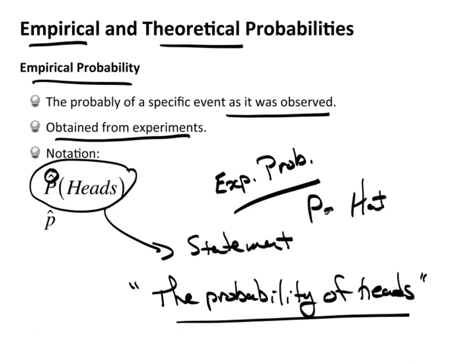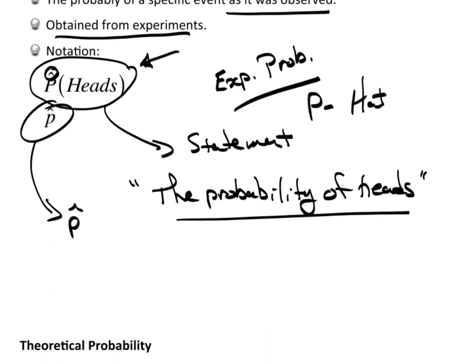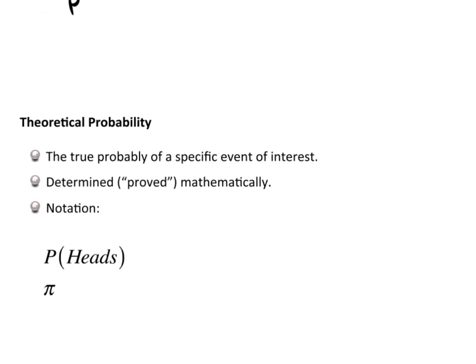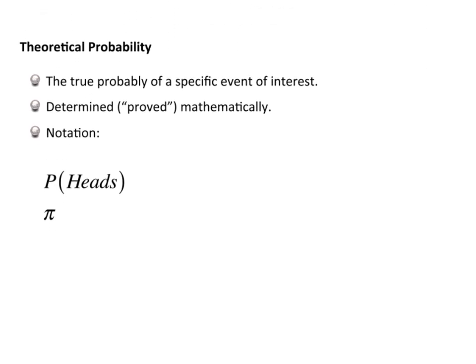If it's theoretical, and I'll show you in just a moment, that little hat would not be there. Quite often we simply write P hat as the probability in experimental probability. This is a probability statement, saying the probability specifically of heads, the empirical probability of heads. Again, this is a result of an experiment, something that we actually do, count up the results and say, here's a probability.